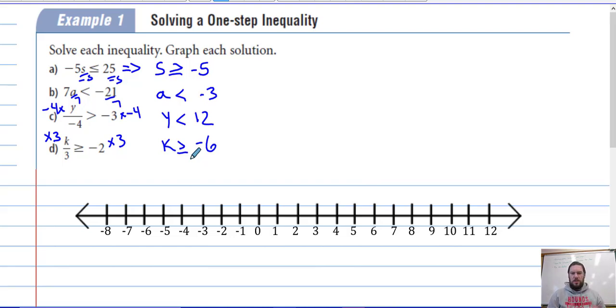So if you want to pause the video here, try to graph these, and then you can check your answer. That's probably not a bad idea to get a little practice. So I'll give you a second right now to pause it. All right, so then if you did pause it and you checked it, these are what your answers should look like.